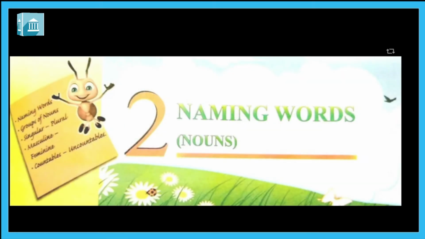The second chapter was naming words, that is noun. Now what is a noun? Noun is a name of a person, place, animal or thing. There are 4 types of noun that we have already studied. First one was singular and plural noun. Second one was masculine and feminine. Third one was countable and uncountable noun. And the fourth type of noun that we have studied in our Learn Well was common noun and proper noun.